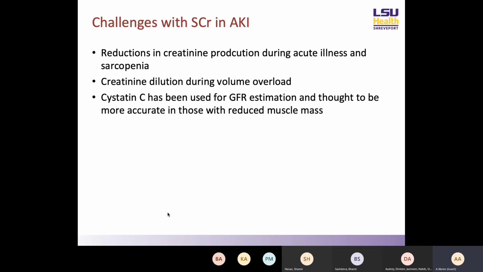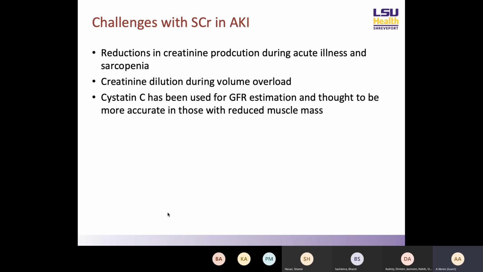The other thing is, one of my attendings from fellowship, Kathleen Liu, has done studies on creatinine dilution during volume overload, and actually came up with a formula to correct the creatinine when the patient is severely volume overloaded, because you will get an absolute dilution in creatinine with volume overload. So that's another challenge in using creatinine, but for now we use it, and we use it often every day. But you do have the availability to get a cystatin C if you think that that's helpful.